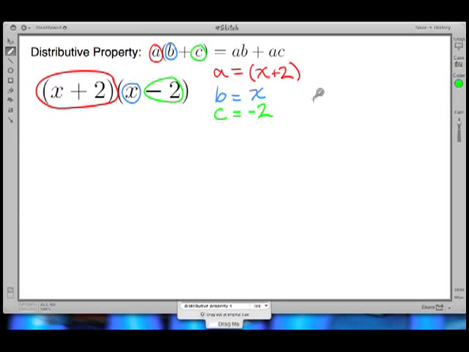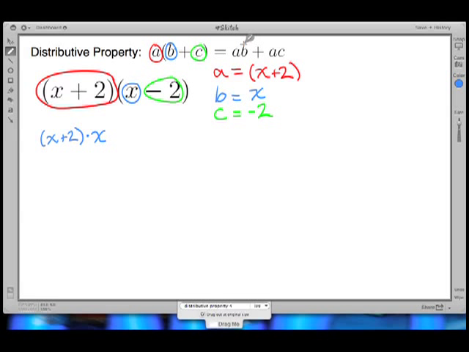Alright, now we're ready to use our distributive property. First, we're going to multiply a times b. Now our a is this entire parentheses x plus 2. So to multiply a times b, I'm going to write our a first, which is x plus 2, times b, which is x. So we're taking our entire a and multiplying it by b.